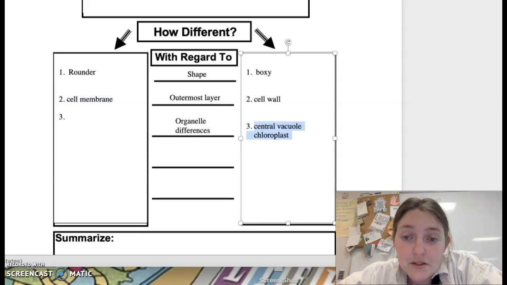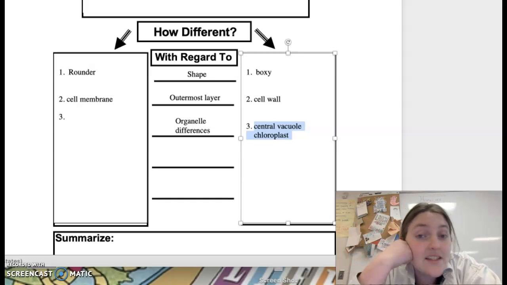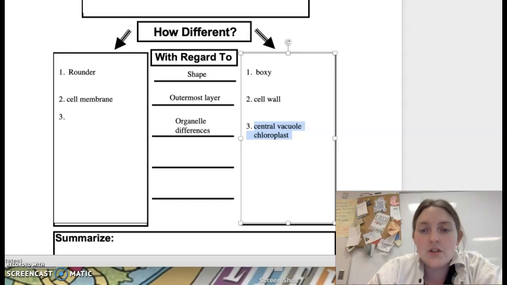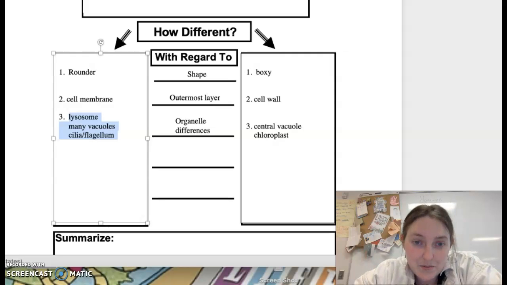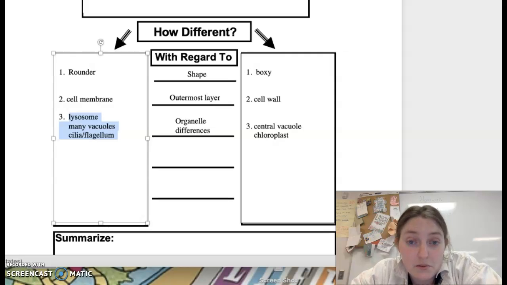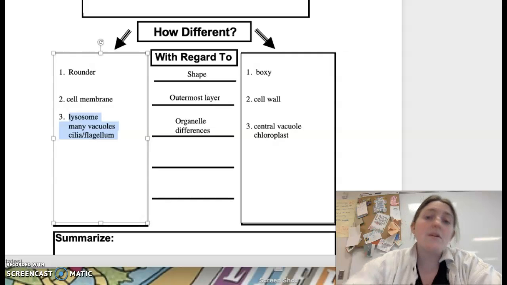They have a couple. Plants have a central vacuole, which is their big storage for waste and everything else, and a chloroplast to help them take sunlight and turn it into food, where animal cells have lysosomes to digest all the materials, because they don't have a big central vacuole. They have a ton of little vacuoles, and they have cilia and flagella, which allows them to move. And those are the main differences here.